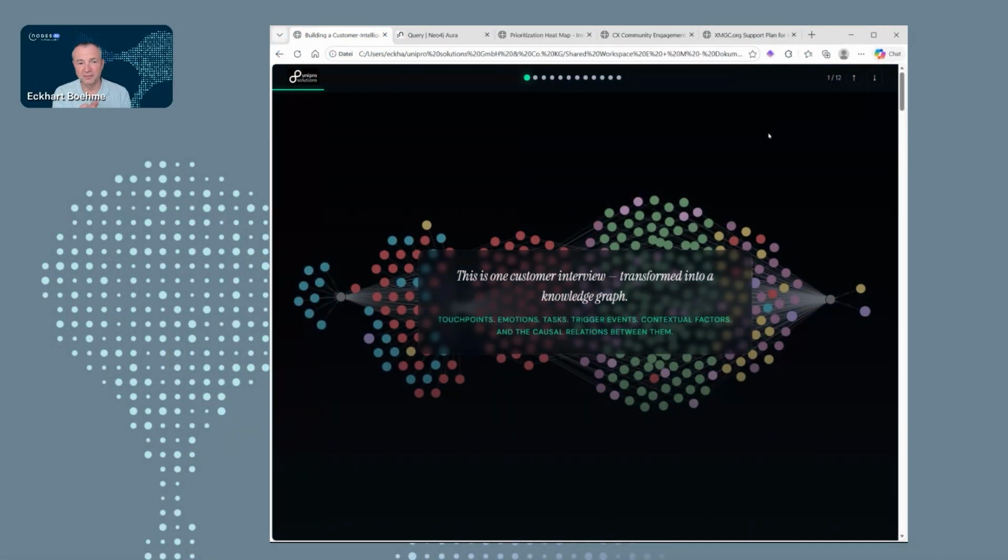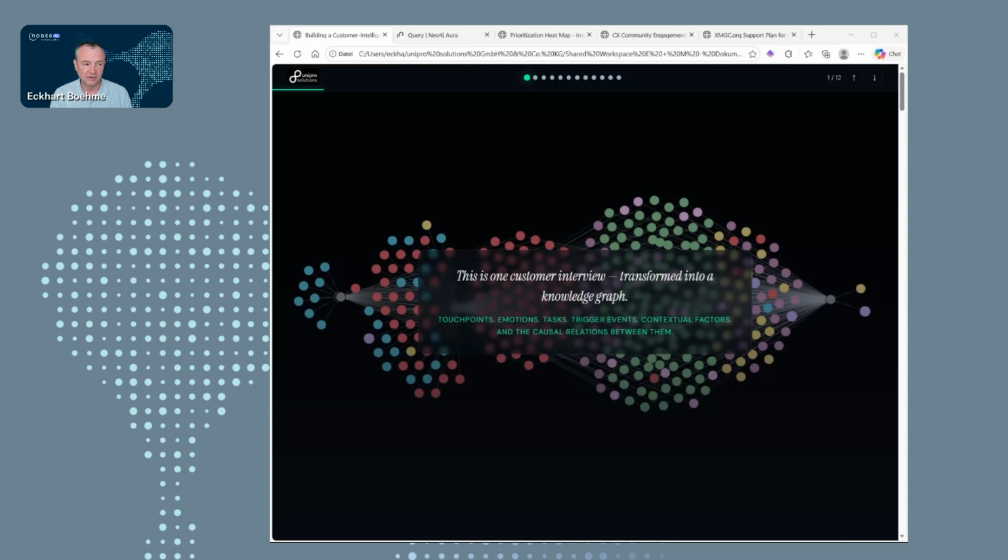This is one customer interview transformed into a knowledge graph. It's complex. Human beings are very complex. It covers 4 journey phases. There are several hundred typed nodes and relationships with them preserved in a graph. This particular journey was successful.